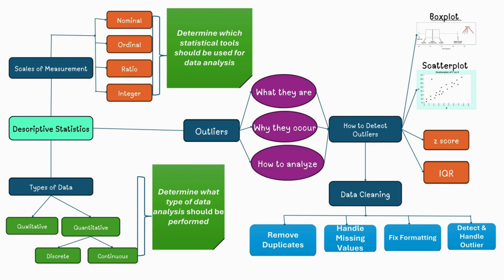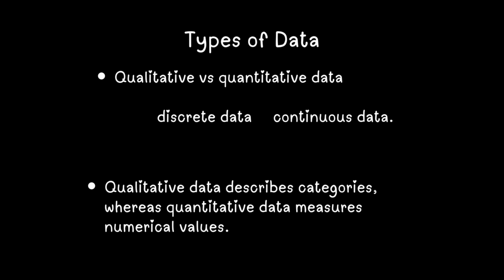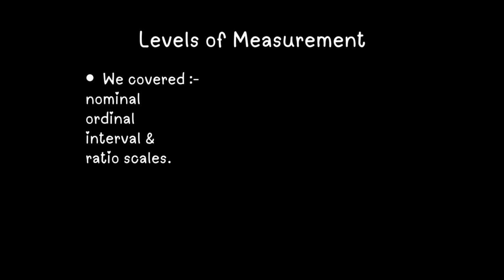We began by distinguishing between qualitative and quantitative data, and then broke down quantitative data into discrete and continuous types. From there, we explored the four scales of measurement: nominal, ordinal, interval, and ratio. And we discussed how each scale determines which statistical tools are appropriate. For example, calculating a mean for nominal data makes no sense, but it is perfectly valid for ratio data.